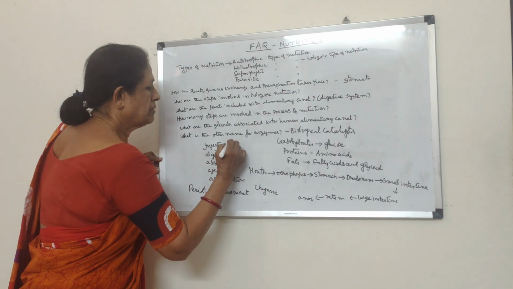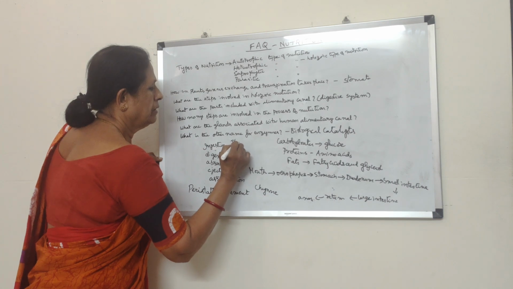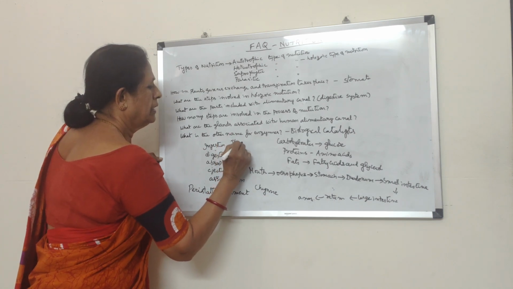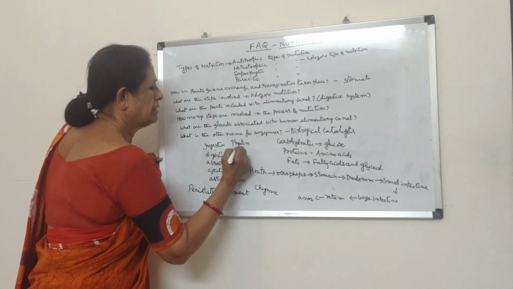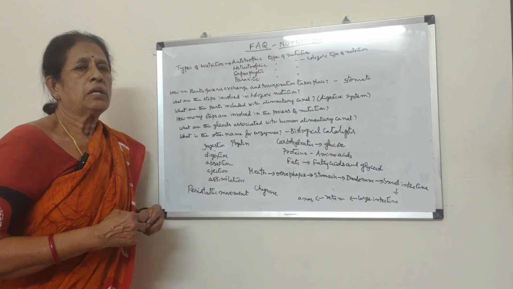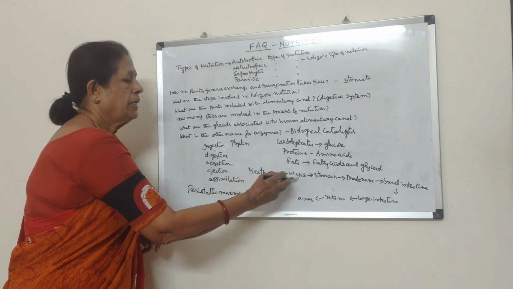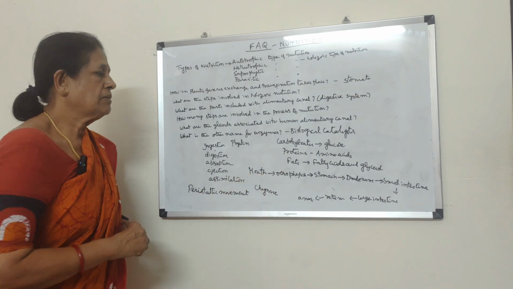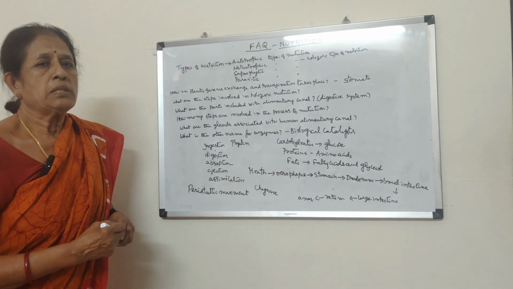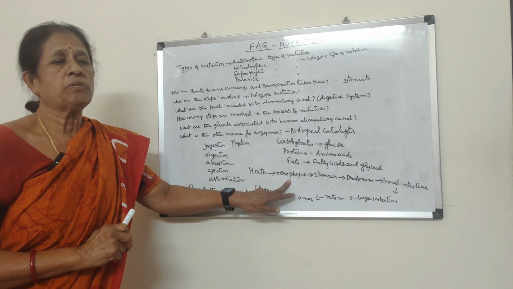Ptyalin, or it is also called salivary amylase. So it helps in the digestion of complex carbohydrates to dextrose. Next, it passes through a tube-like structure which is called the esophagus.